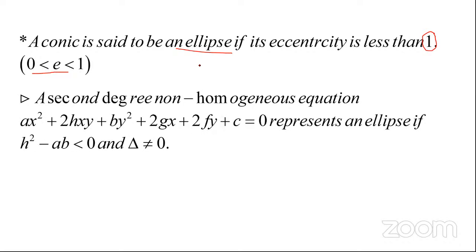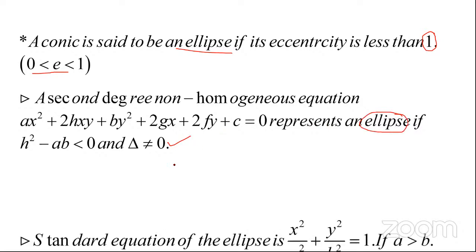Next, a second degree non-homogeneous equation, that is ax square plus 2hxy plus by square plus 2gx plus 2fy plus c equal to 0, represents an ellipse if h square minus ab is less than 0 and delta is not equal to 0. What is the delta? Delta is abc plus 2fgh minus af square minus bg square minus ch square. So this is an ellipse.